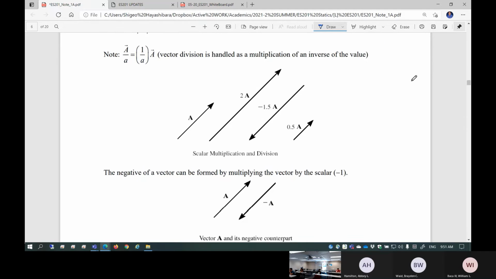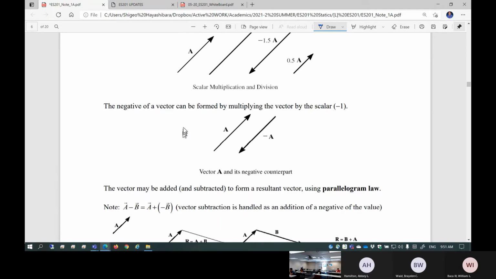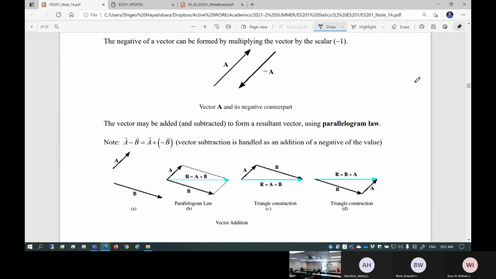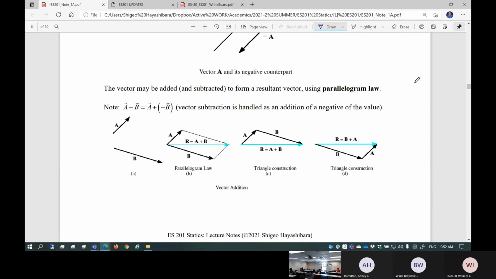Okay. Here we go. So the negative of a vector can be formed by multiplying the vector by the scalar -1. So it is going to completely flip-flop the direction. Here we go. And then vectors can only be added. You can never subtract it.